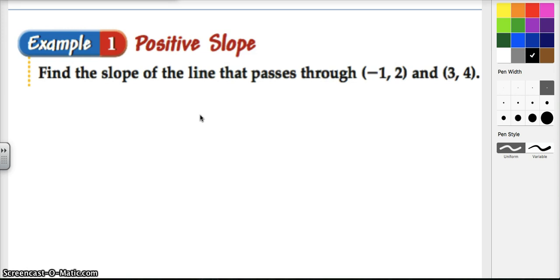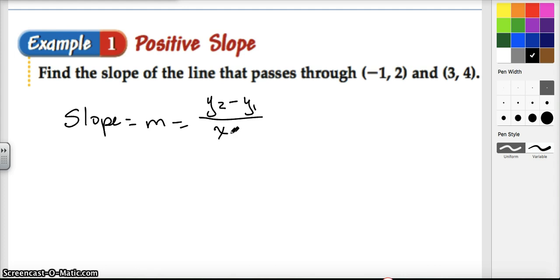So here in example 1, we're going to look at a situation where our slope value is going to be positive. Basically what we're going to do is use that definition we talked about before. Remember, for slope, the variable we use is m, and one definition is the change in y over the change in x, written as y sub 2 minus y sub 1 over x sub 2 minus x sub 1. I can literally, if it makes me feel comfortable, just name the points. I'm going to name this point 1, so it's x sub 1, y sub 1, and this will be point 2, x sub 2, y sub 2.